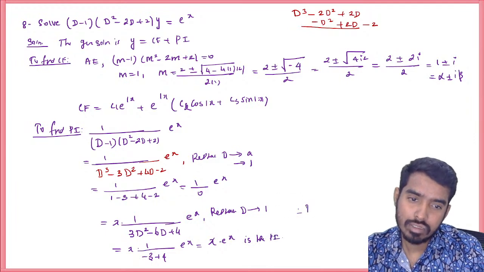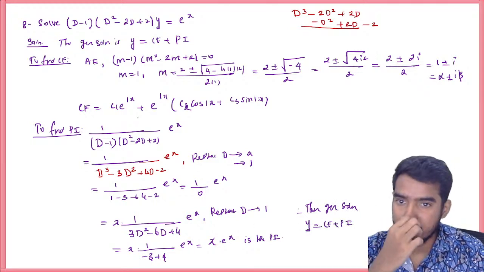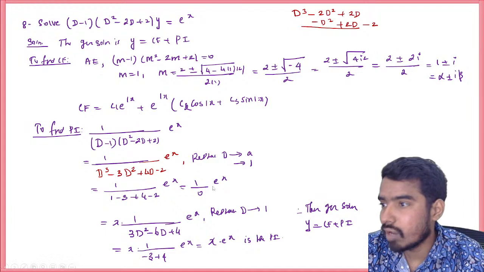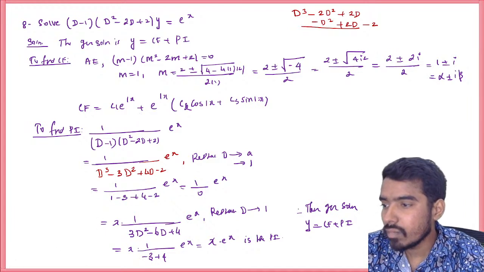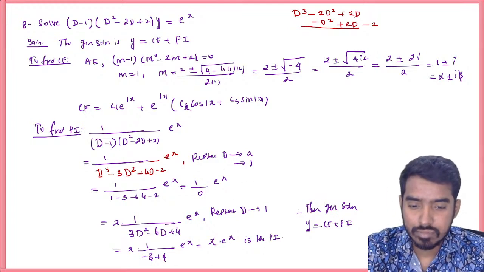So therefore the general solution is y is equal to CF plus PI. So CF is this, PI is this, right? Very easy. And we stop here because the denominator is non-zero, right? So we'll move on to the 9th problem.